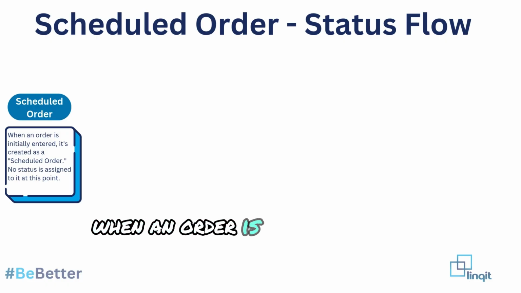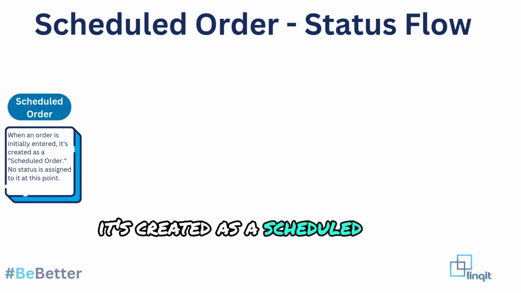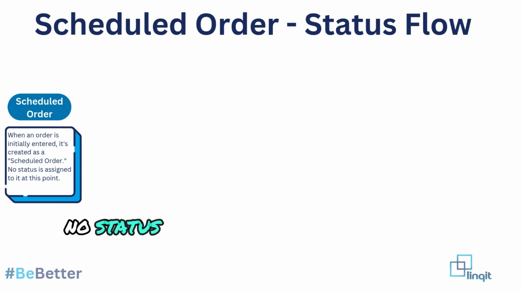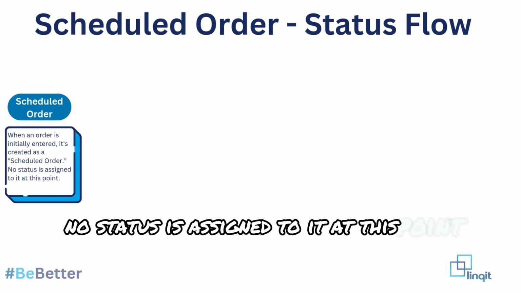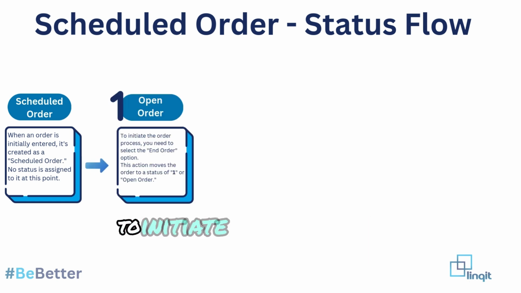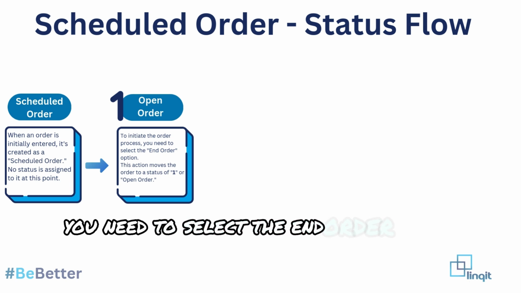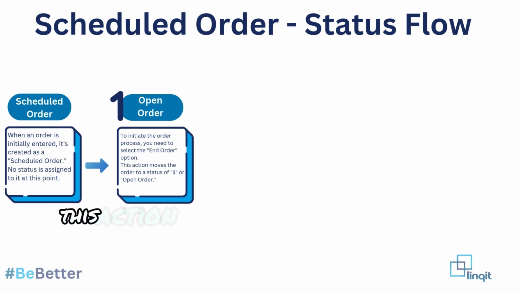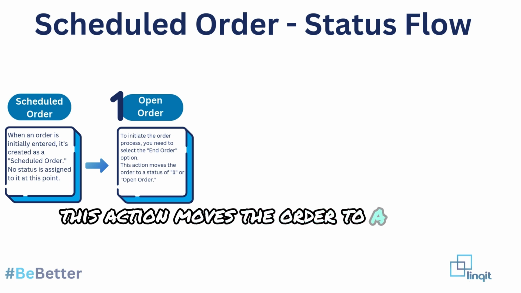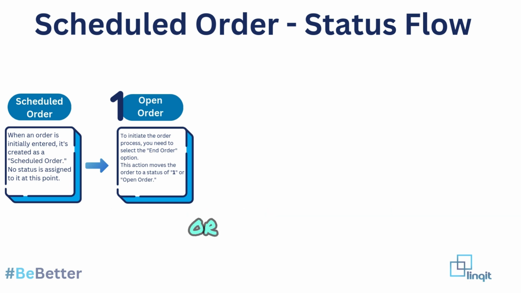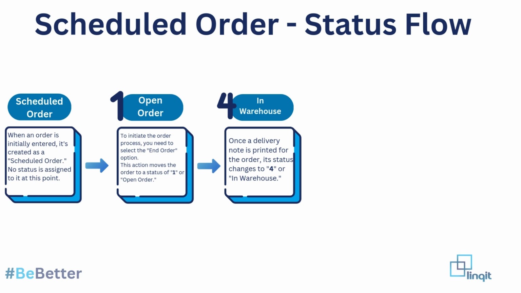When an order is initially entered, it's created as a scheduled order. No status is assigned to it at this point. To initiate the order process, you need to select the End Order option. This action moves the order to a status of 1 or open order.